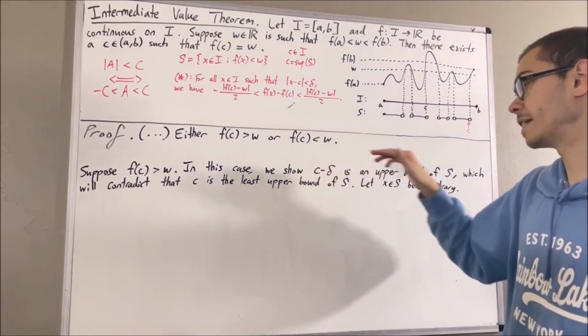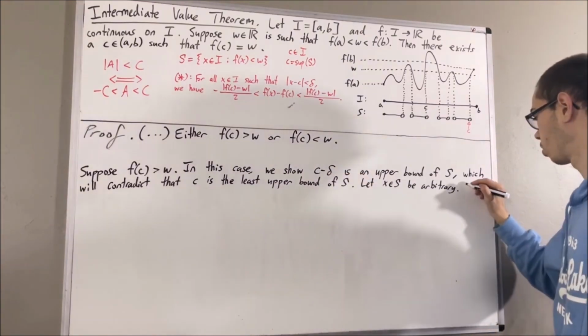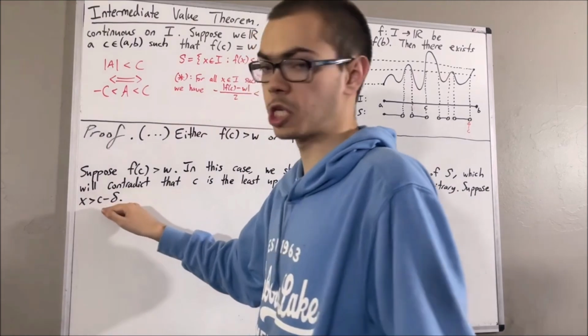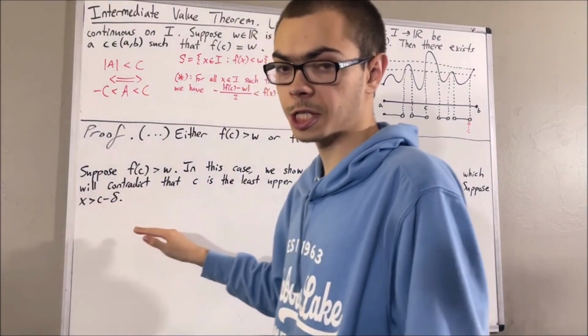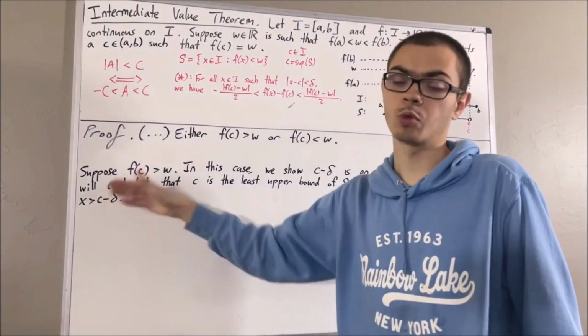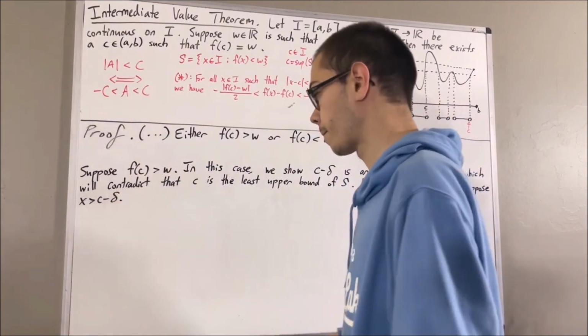Well, what happens if instead we have that X is greater than C minus delta? From here we want to reach a contradiction. Because if we reach a contradiction, that will tell us that our assumption that X is greater than C minus delta was wrong. And so we must instead have that X is less than or equal to C minus delta.